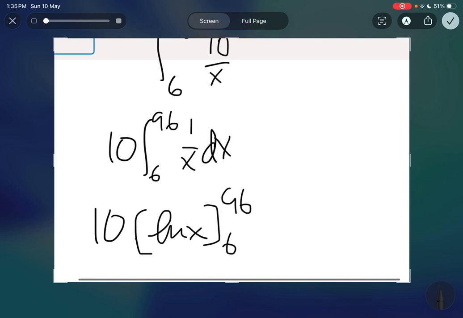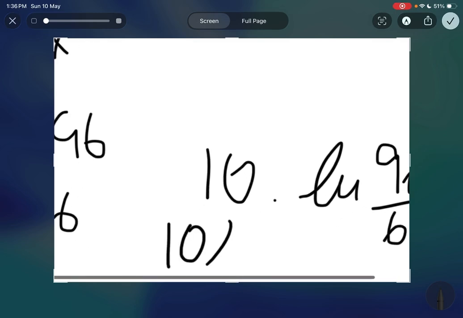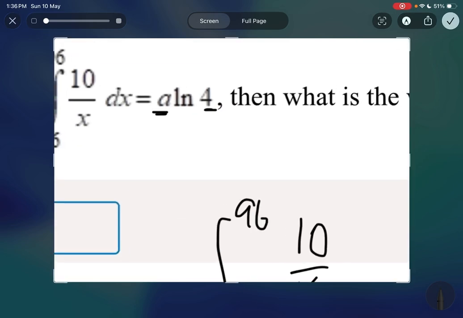And then since it's going to be ln of 96 minus ln of 6, you can put it over each other. So it will be 10 times ln of 96 over 6, okay? And 96 over 6 is 16. So 10 ln of 16. Here, look, they said it's 4. What is 4?